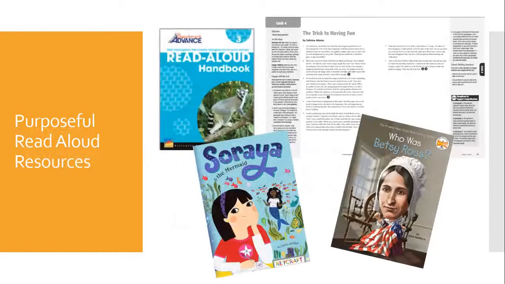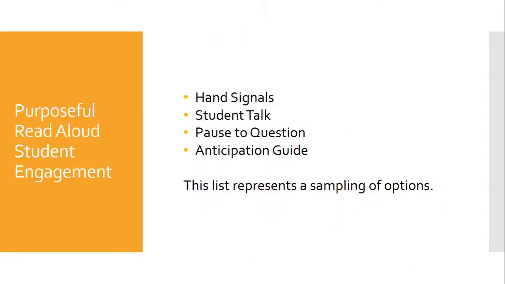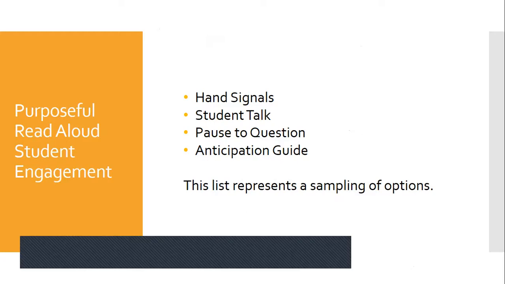We have many resources available at all of our schools. Through Benchmark Advance, your Read Aloud handbook has content-specific read alouds with text-dependent questions. You have your leveled readers and your content-based leveled readers. Some of the student engagement strategies: hand signals, student talk, turn and talk, pause to question, anticipation guide. These are just a small sampling.